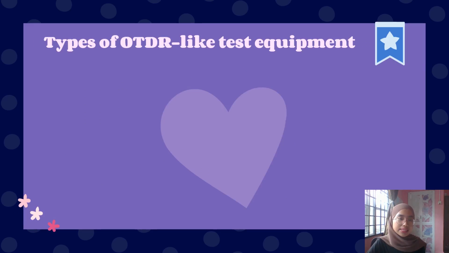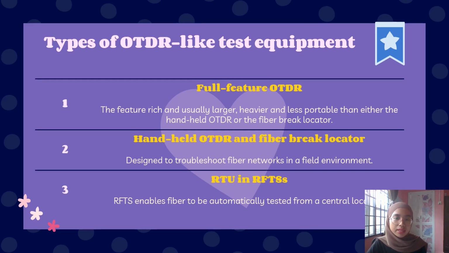Okay, next is the types of OTDR light test equipment. There are three types. The first one is the full feature OTDR. It is feature rich and usually larger, heavier and less portable than either the handheld OTDR or the fiber break locator. Number 2, handheld OTDR and fiber break locator, designed to troubleshoot fiber networks in a field environment. Number 3, RTU in RFTS. RFTS enables fiber to be automatically tested from a central location.